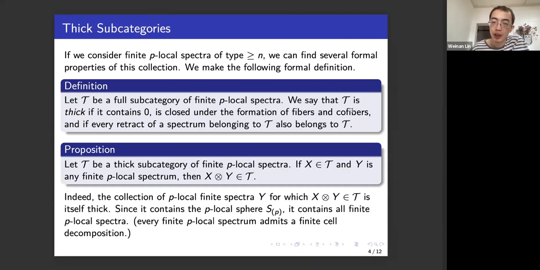It means that if you have a map between two objects that are in the subcategory, then the fibers or the cofibers are in this category too. And that's what is meant by closed under the formation of fibers and cofibers. And lastly, every retract of a spectrum belonging to T also belongs to T. So I mean, this means that it's closed under taking retracts. Okay.